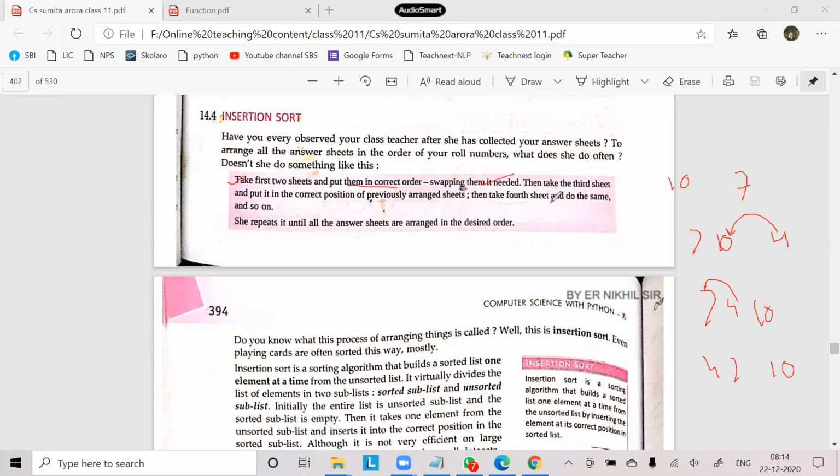Swapping them if needed, then take the third sheet and put it in the correct position of the previously arranged sheet, then the fourth sheet, and so on. This is how it takes place. So this is the insertion sort concept.